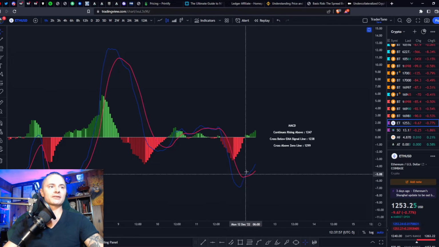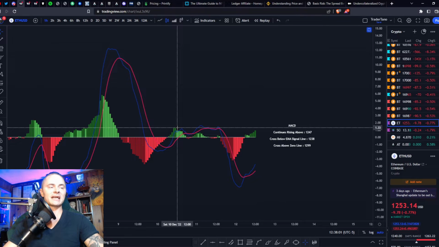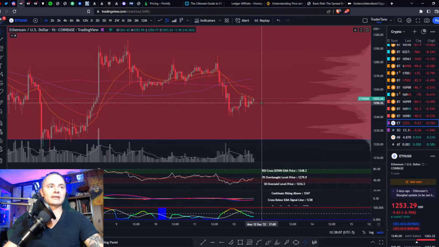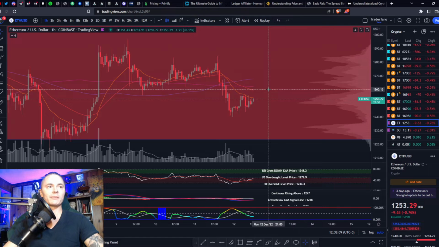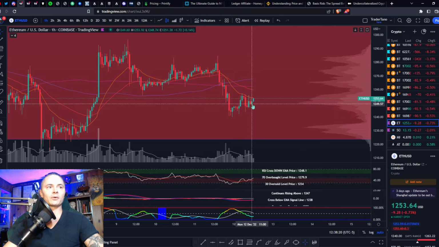MACD, pretty fresh cross to the upside. Positive momentum is increasing. If we can get back above this high on the histogram, that's going to look good. As long as we don't cross the signal line to the downside, we could still continue some bullish momentum here, possibly getting up to this 50 and this 200. Going to have some major support at 1250.